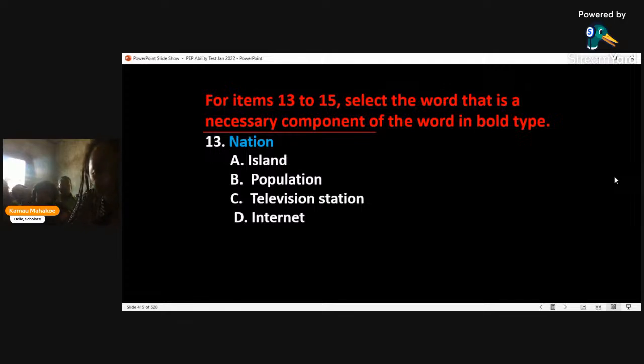Items 13 to 15 were to select the word that is a necessary component to the word in bold type. Nation. A nation must have what? Population. Right? It doesn't have to be an island. It doesn't have to have television. Because not all islands have population. Right. And not all populations live on islands. You do have to have internet, although young people would disagree. Yes, young people would say we're not a nation if we don't have internet.